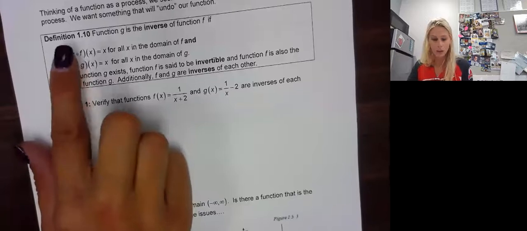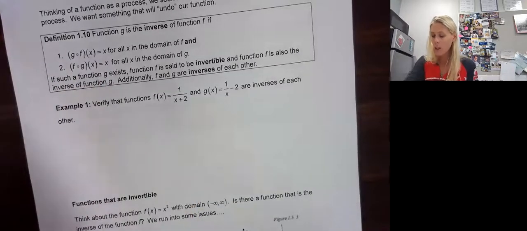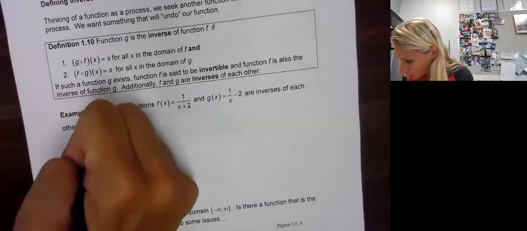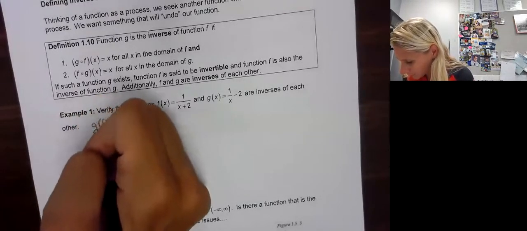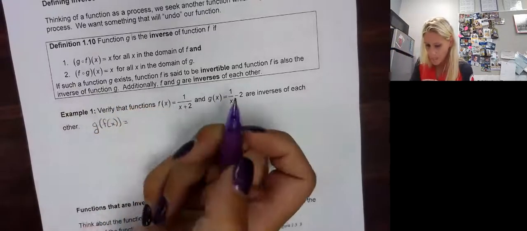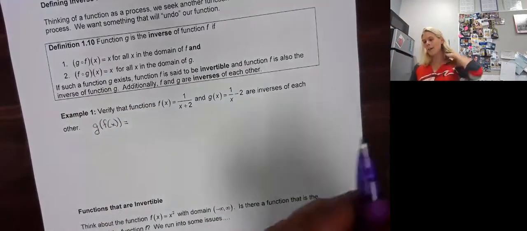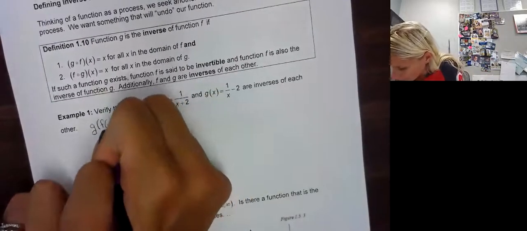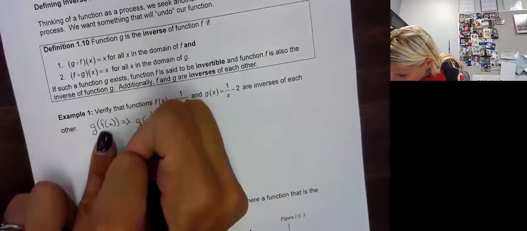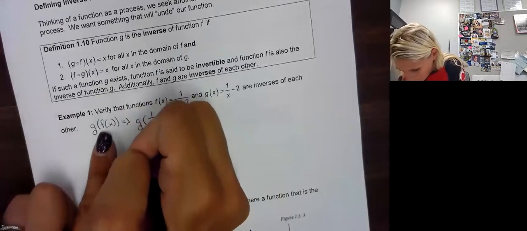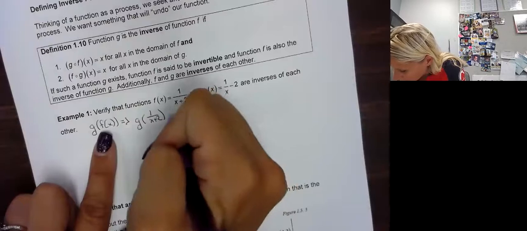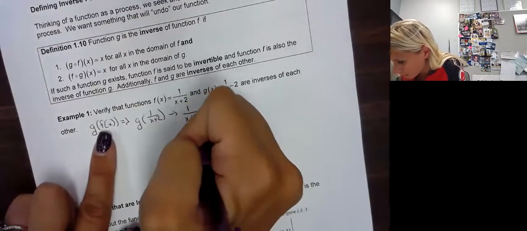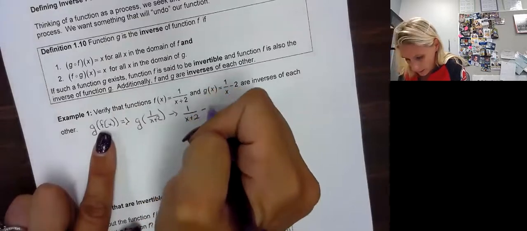So in other words, I have to do g of f and f of g here. So let me do the first one. G composed of f of x. That's that first one. That tells me I'm putting f of x in place of the x for g. So I can write that as g of 1 over x plus 2. When I do that, and I replace that in there, I get 1 over x plus 2 minus 2.